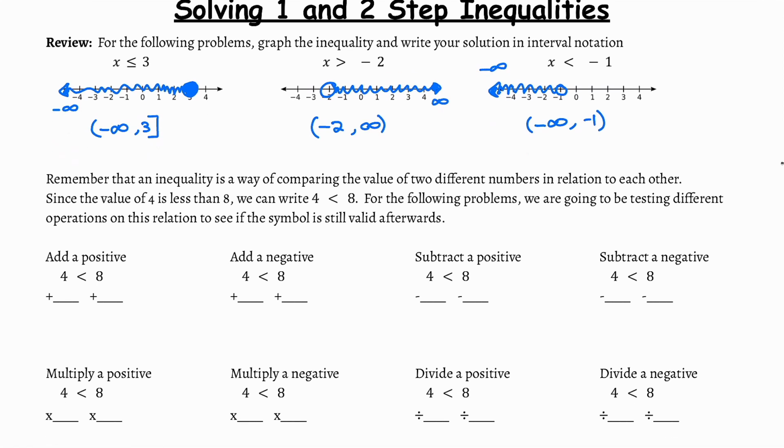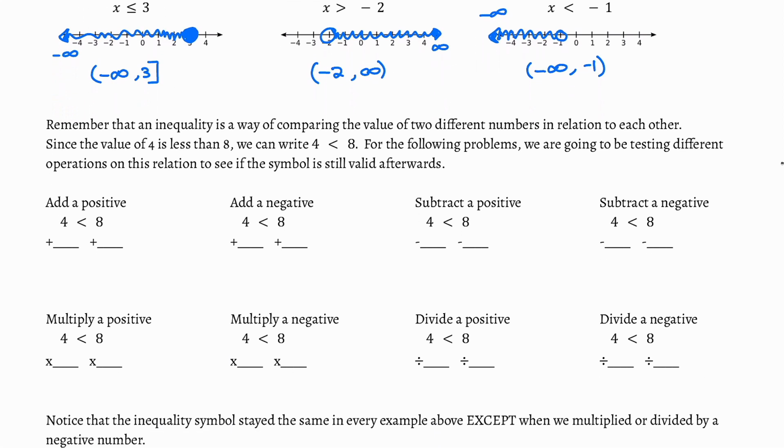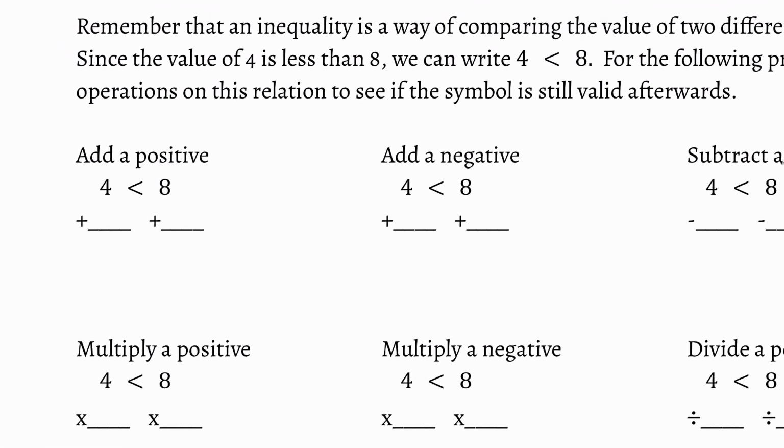Let's do a little bit of review of the stuff we've done before. Remember that an inequality is a way of comparing the value of two different numbers in relation to each other. Since the value of 4 is less than 8, we can write that 4 is less than 8. For the following problems, we're going to test different operations on this relation to see if the symbol is still valid afterwards. I'm going to follow the directions and see if I still get a true statement.